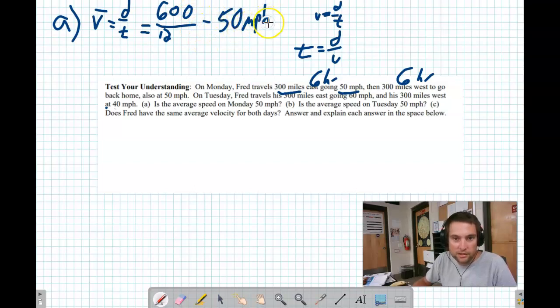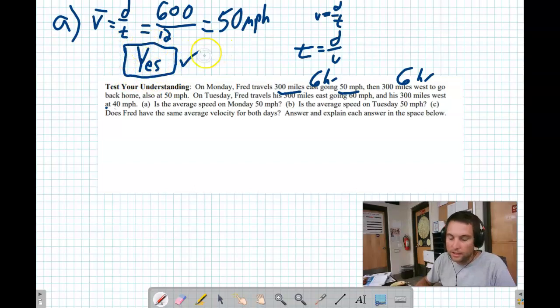What's the question asking us? Is his average speed 50 miles per hour? Let's go ahead and answer that question. Now, notice what I did here. I wrote out every single step, and I also answered the question. So what I have here is my answer. Great. The answer is like a tiny sliver. But I also have this justification for my answer.